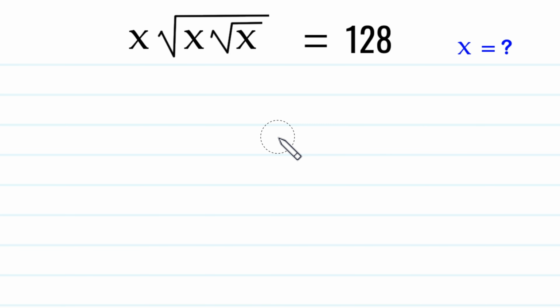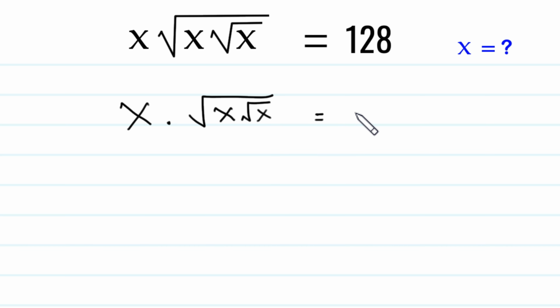First we take a square on both sides. Like this, x times square root of x times square root of x is equal to 128. And we take square on both sides.